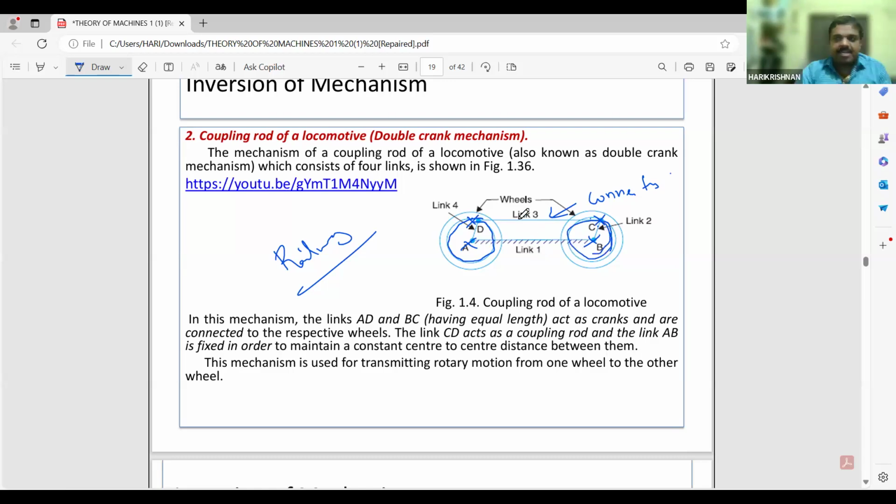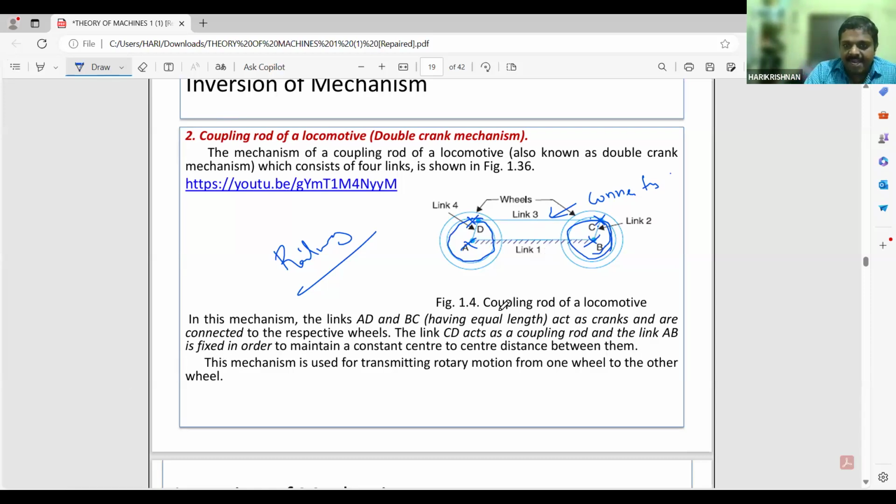So when you see a train, what is the specialty? The wheels will be moving together. When this is rotating, it will take this also together with it. You might have seen this in old steam engine videos, etc. So this is known as the coupling rod of a locomotive. I think the concept is clear now.